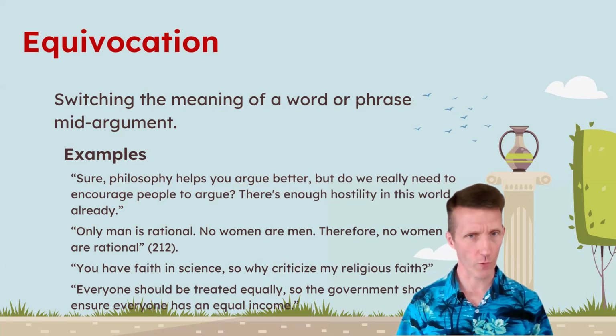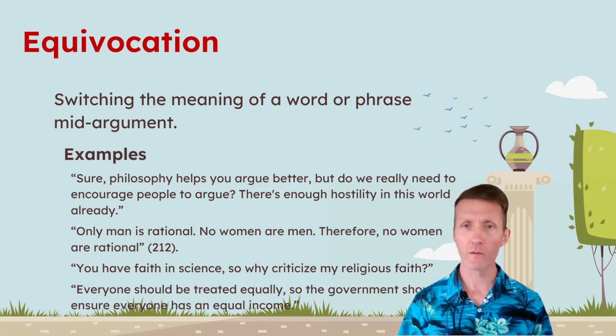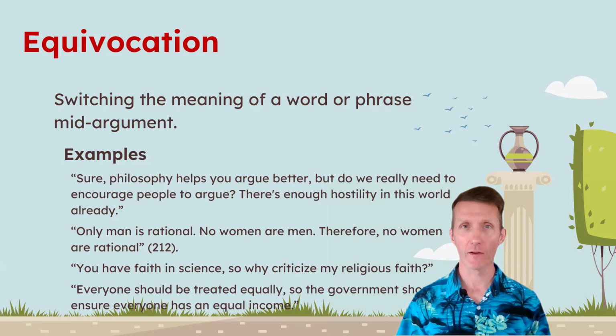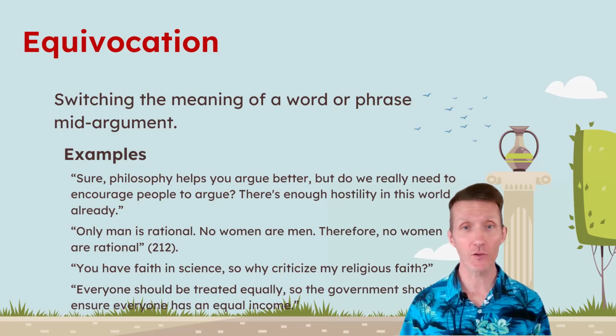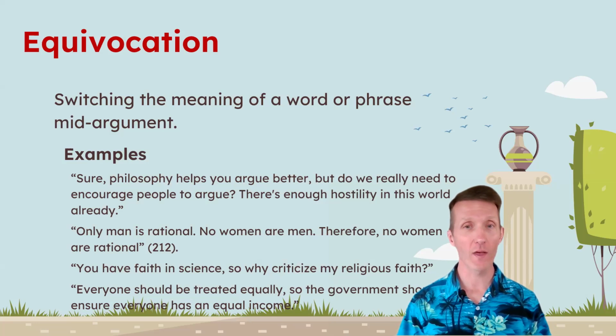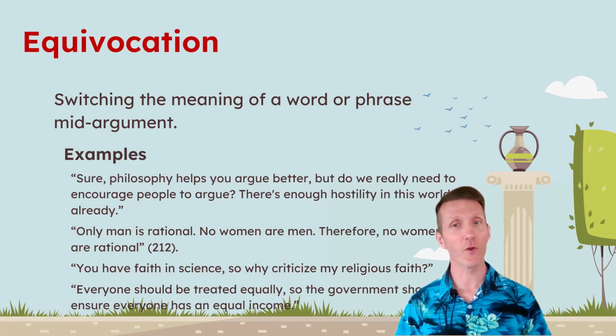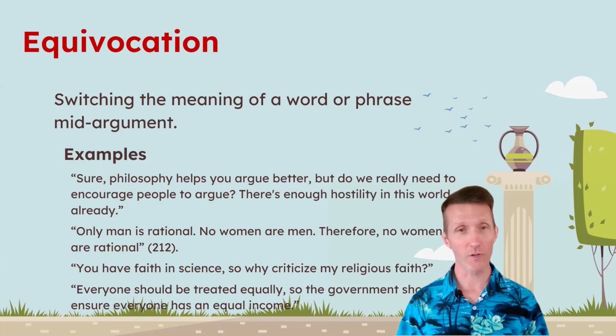Only man is rational. No women are men, therefore no women are rational. Here, what word is being equivocated? That's right, man. So in the first sentence, the first premise, it's being used to refer to mankind, human beings. In the second sentence, now it's all about sex. No women are men. It's being used in a different way. And then it's drawing this conclusion at the end that no women are rational. That's equivocating on the term men or man.